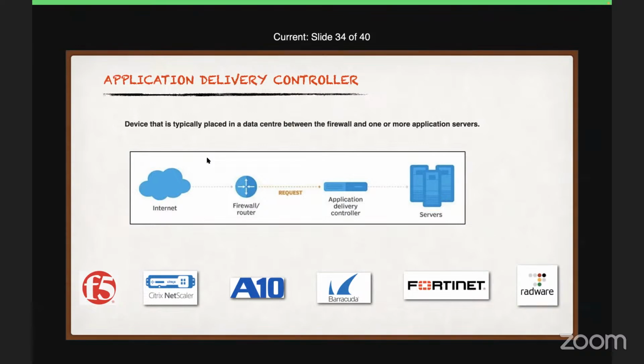Down the line, there are some vendors which are making ADCs. The two most common are F5 and Citrix NetScaler. Others are there as well: A10, Barracuda, Fortinet, Radware, Load Balancer Inc., and Kemp.